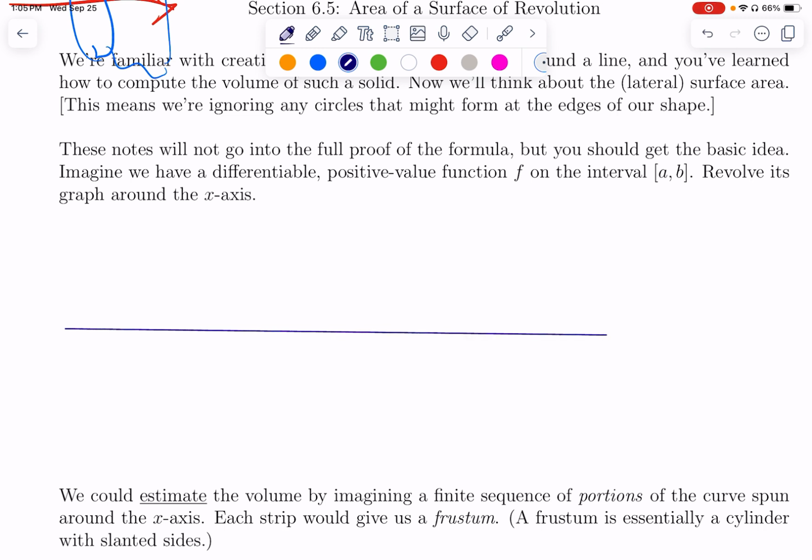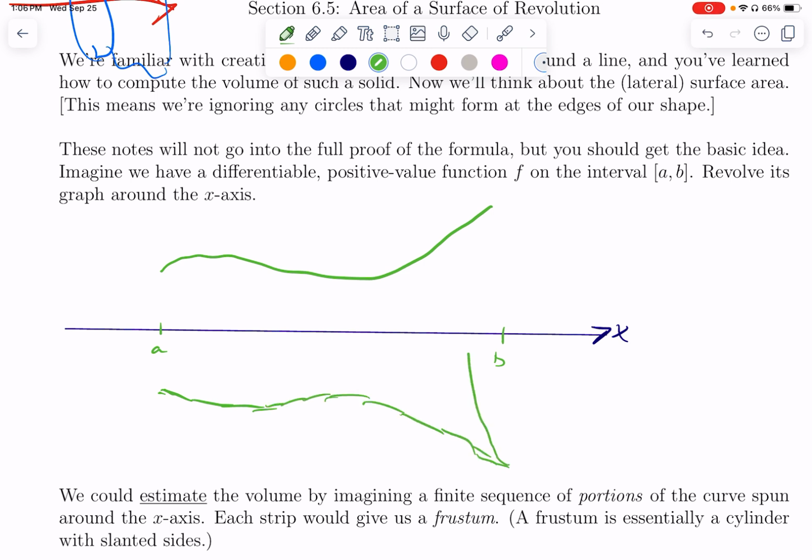Let's imagine here is the x-axis, and I have some graph like so. And let's suppose it starts at x equals a and ends at x equals b. And let's imagine that we spin this around the x-axis. So I'll try to create something with symmetry. And so we get this tube-like thing. Right, so hopefully you're imagining this as a three-dimensional object.